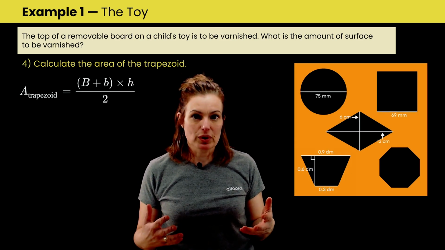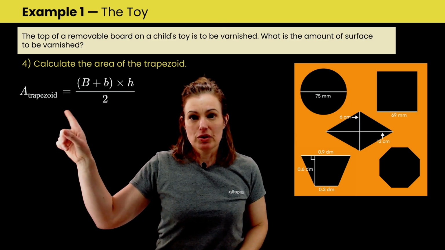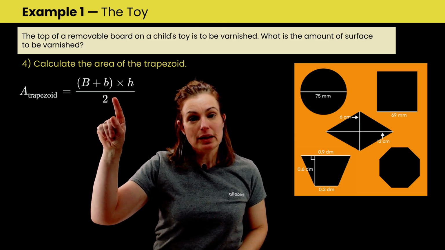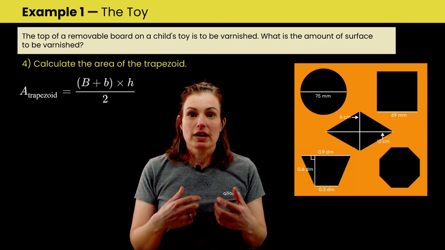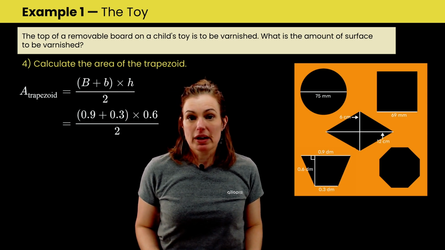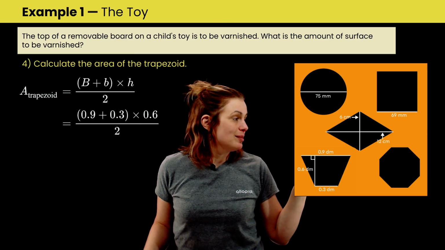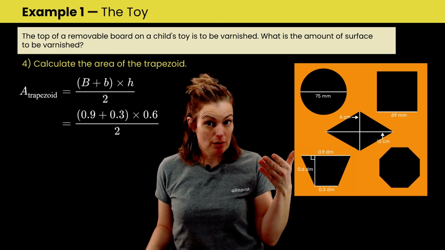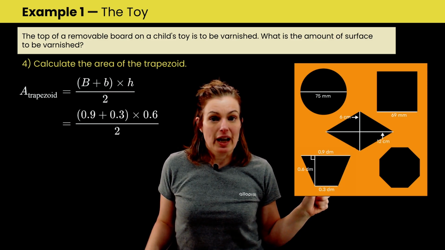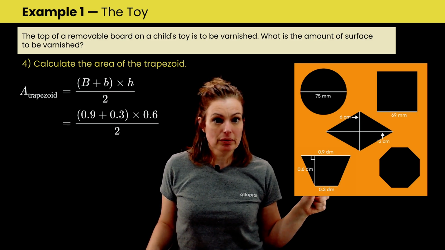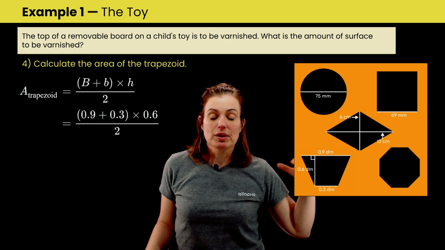And next we've got to do the trapezoid. We also know this formula from the previous question. The area of the trapezoid is found by taking the big base, adding the little base, multiplying the sum of those two by the height, and dividing that by 2. So if we plug in the values we know, we've got the big base here, which is 0.9 decimeters. It's the longer of the 2 bases that is our big base. Then we're going to add the 0.3 decimeter base here, and we're going to multiply the sum of those two by 0.6 decimeters, which is our height.